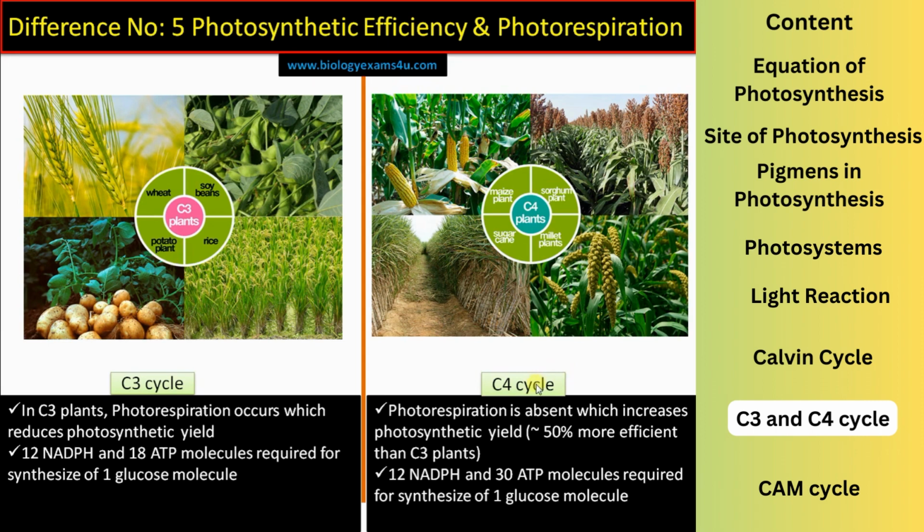But for transporting malate from the mesophyll cell to the bundle sheath cells, and then regenerating this malate to phosphoenol pyruvate, ATP is required. So per glucose molecule, 12 NADPH and 30 ATP molecules are required in the C4 cycle. The cycle is a bit expensive as far as ATP is concerned, but it can avoid photorespiration, which is much more adverse.